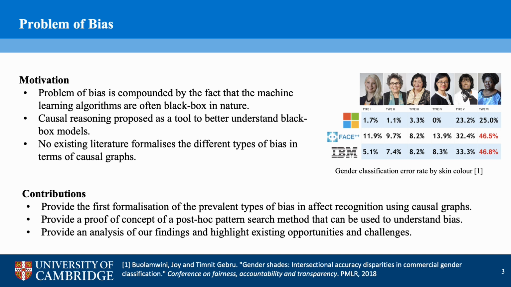As such, our contribution is as follows. First, we provide the first formalization of the prevalent types of bias in affect recognition using causal graphs. Second, we provide a proof of concept of a post hoc pattern search method that can be used to understand bias. Third, we provide an analysis of our findings and highlight existing opportunities as well as challenges.